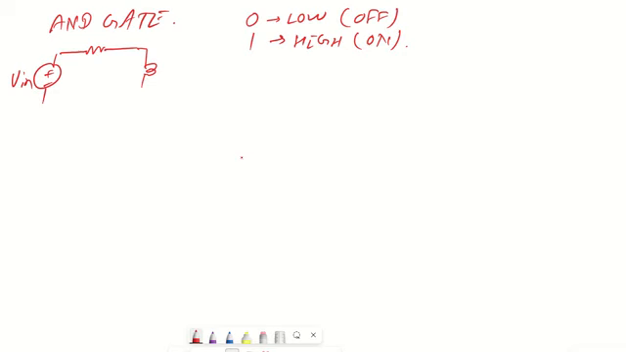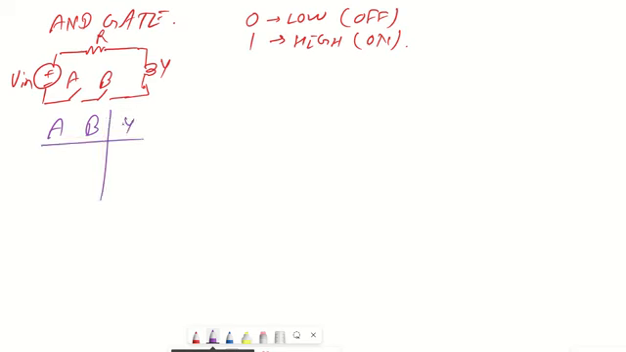Now let us say we have two switches, this is my switch A and this is my switch B. Can you tell me what will be my output, whether the bulb will glow or not? It will depend on the positions of both A and B. So A and B are switches. Let us say we have A, B and Y. A and B can take positions like 00, 01, 10, 11.